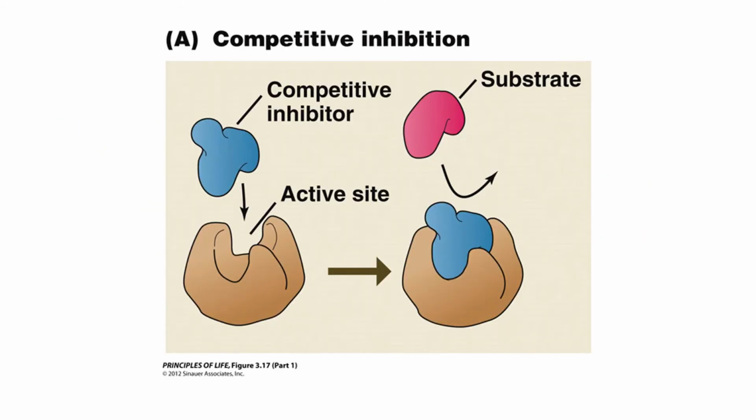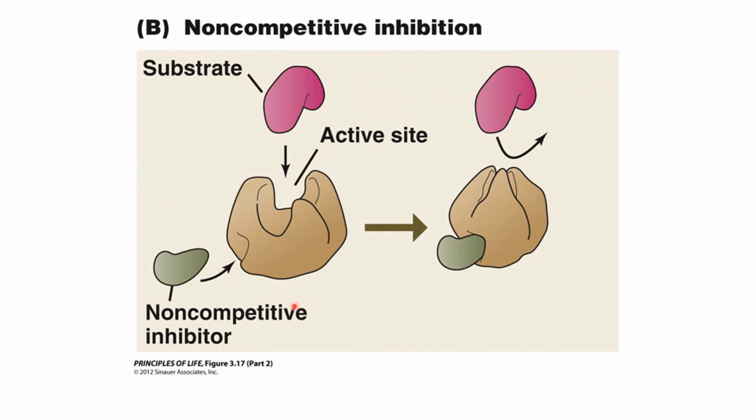Here's a picture of a competitive inhibitor. I have my enzyme right here, this brown thing with kind of these three little fingers. The competitive inhibitor is going to fit inside the active site. Here's a substrate. Can't get in there. So it can't interact with the enzyme. If the substrate doesn't interact with the enzyme, the reaction never takes place.